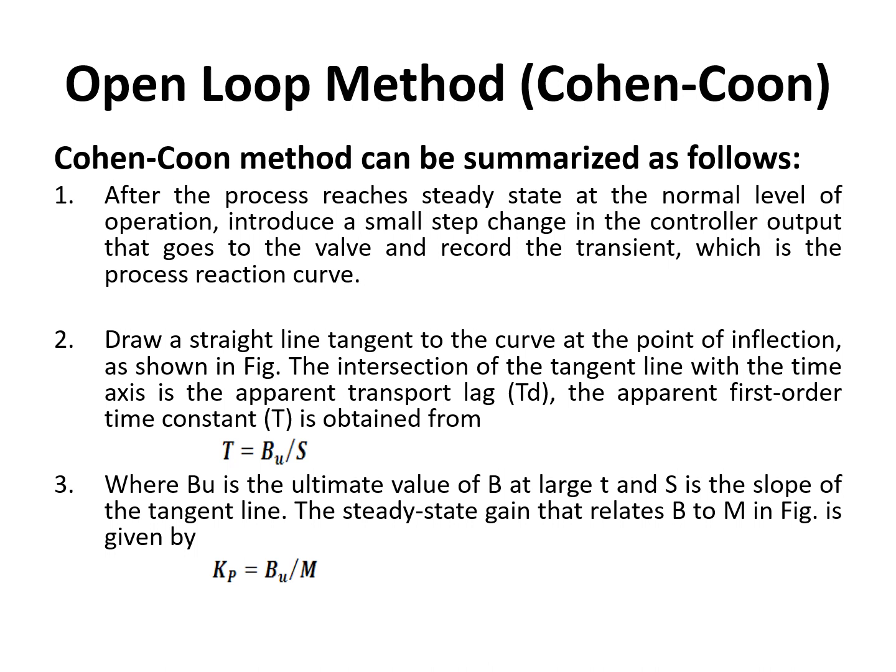The next one is the open loop method, which is called the Cohen-Coon method. And open loop, why? We'll see later. So how is the method? The Cohen-Coon method can be summarized as follows. After the process reaches steady state at the normal level of operation, introduce a small step change in the controller output that goes to the valve and record the transient, which is the process reaction curve. So you do a step change in the controller output to the valve. You basically break the loop, make it manual, and you step change here.